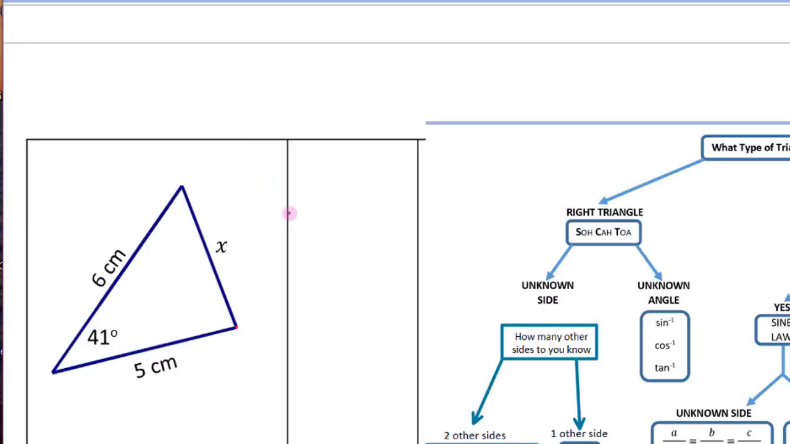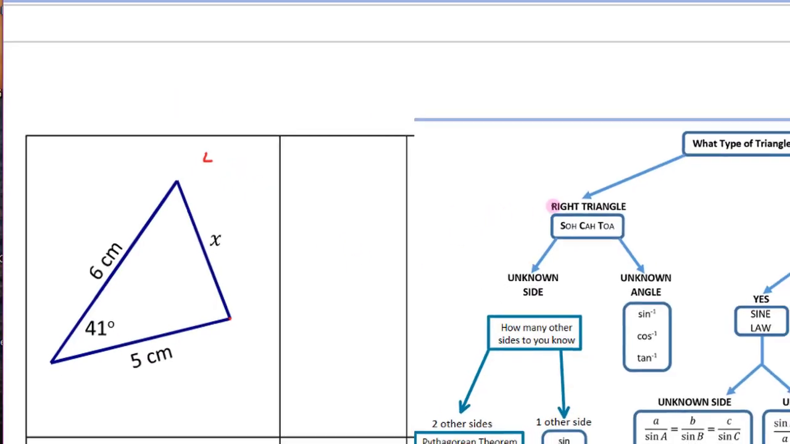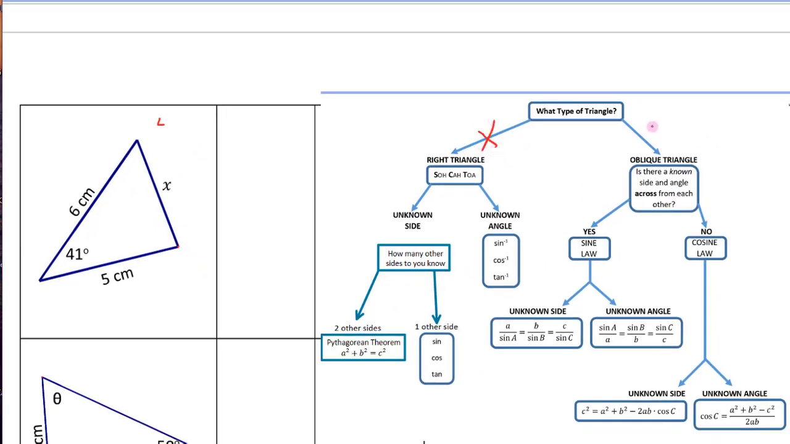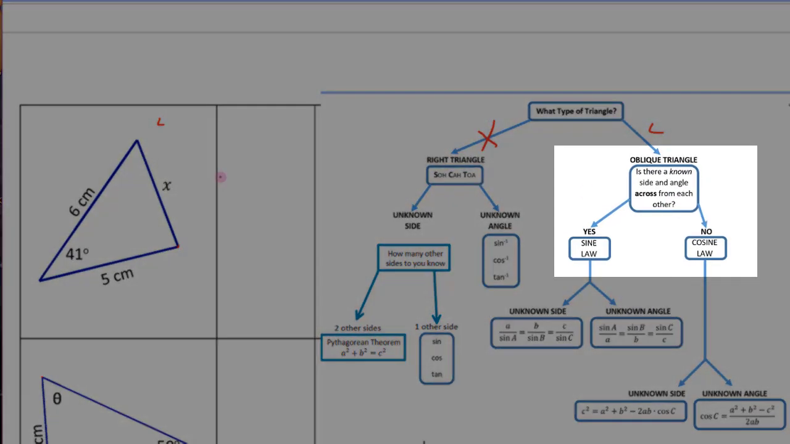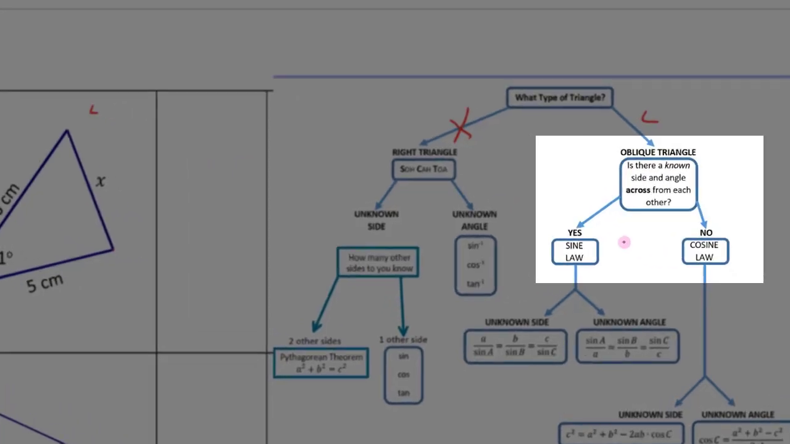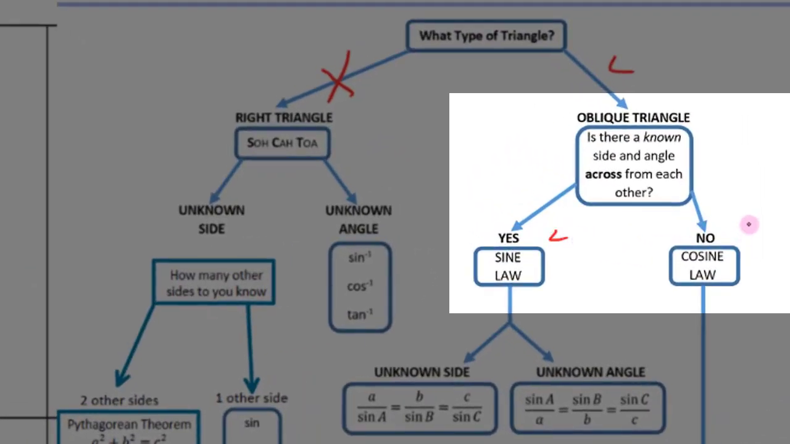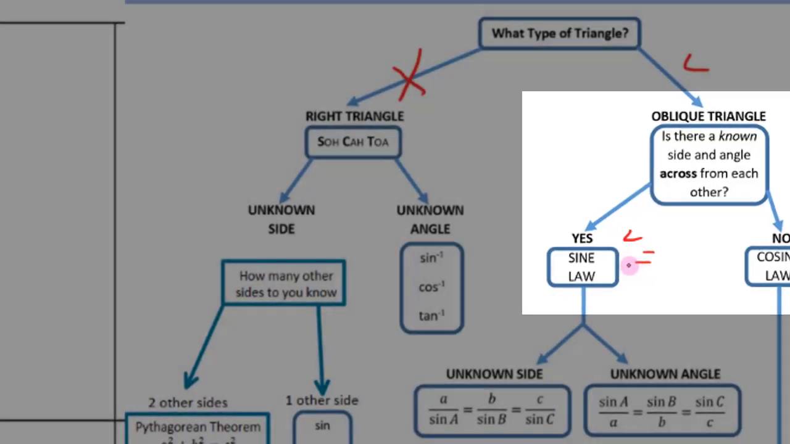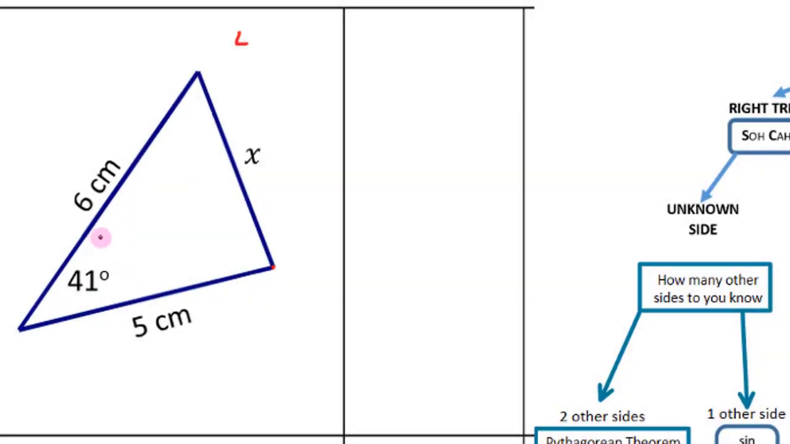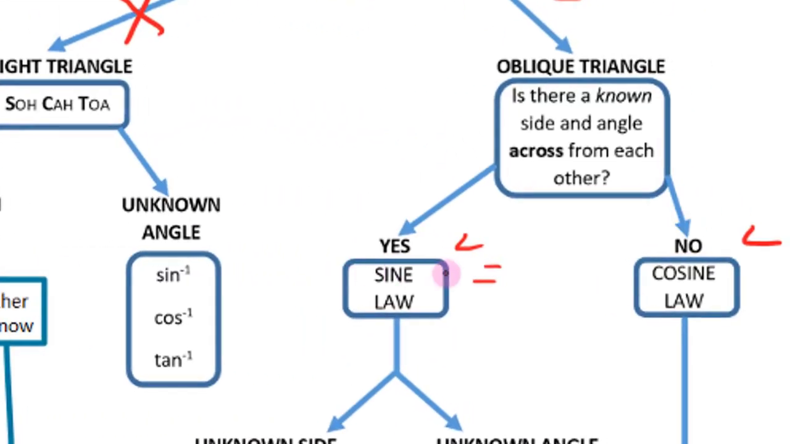All right, for this question, we can see that this triangle is not a right angle triangle, so we're not going down this path, we're going over here. Now, we have to determine whether or not we are going to use the sine law or the cosine law. Now remember, to use the sine law, we need to know an angle and the opposite side. In this diagram, we're given the angle, but we don't know the opposite side. We don't know anything about the other two angles, so we're not going to be able to use the sine law.